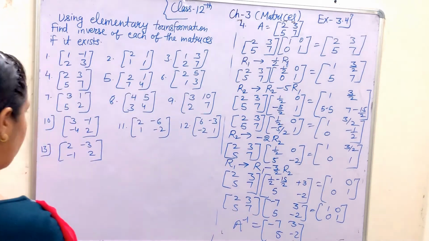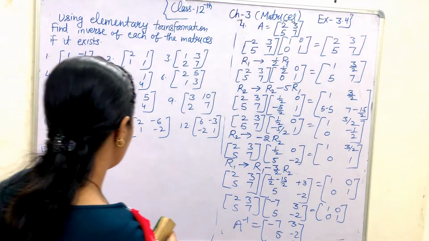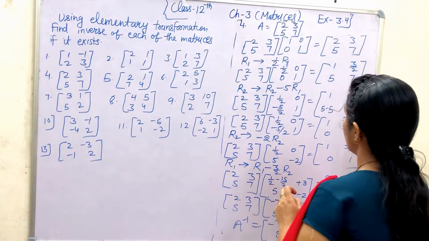Now our next question, that is question number 5: 2, 1, 7, 4.